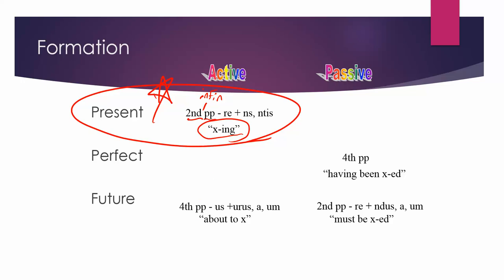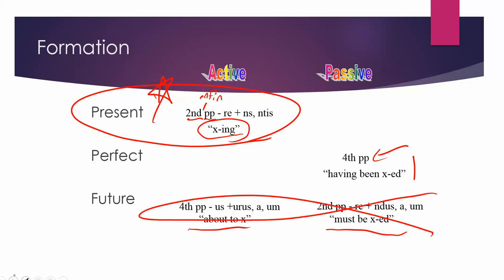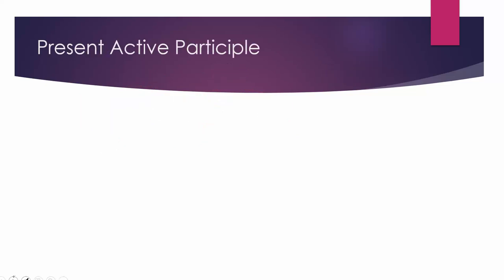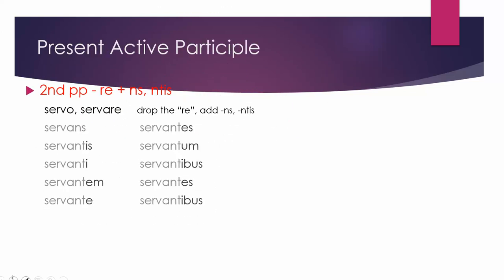Latin also has a perfect passive participle. This is actually the 4th principal part of the verb. That'll be the next one we talk about. And they have future active and future passive. We will discuss those, but in the future. So let's talk about the present ones. Present active participles are declined like 3rd declension adjectives. The others use 1st and 2nd endings, but this present active is going to have 3rd declension endings, just like our comparative adjectives did. Let's look at what one of them would look like.